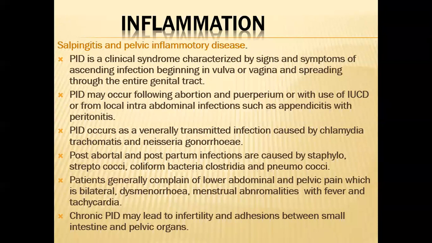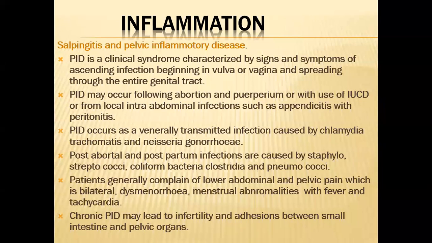PID occurs as a sexually transmitted infection caused by Chlamydia trachomatis and Neisseria gonorrhoeae. These are the most important organisms which lead to this. Post-abortal and postpartum infections are caused by Staphylococcus, coliform bacteria, Clostridia, and pneumococci.